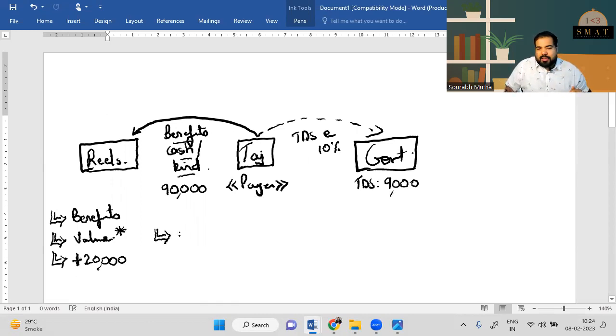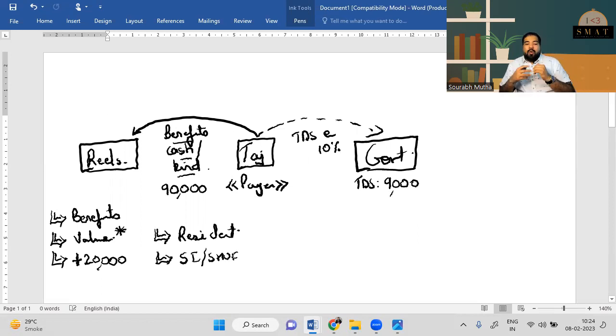Some more conditions. The person whom they are paying has to be a resident. And this does not apply if the payer is a small individual or small HUF. If you remember, this is a shortcut. What is a small individual, small HUF? A small individual or small HUF is a person whose last year's turnover, not this year's, in business was up to 1 crore and in profession was up to 50 lakhs.